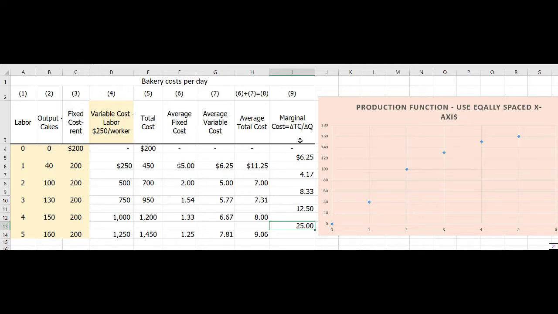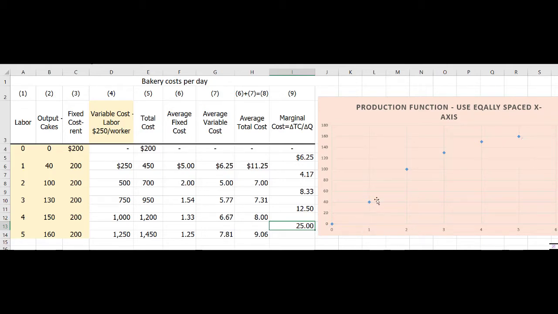So what I've done here on the right is I'm showing you a production function, a high-level analysis, where, as I say, be careful. Make sure your x-axis here is workers. So here we have workers, and here we have output, cakes. And so it's equally spaced, 0, 1, 2, 3, 4, 5 workers.